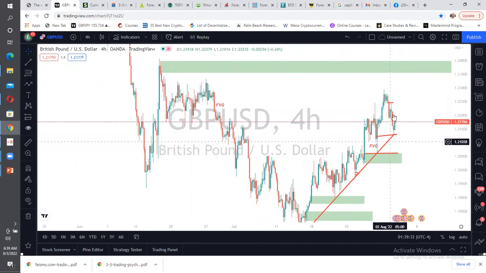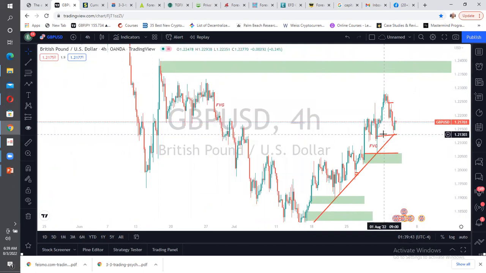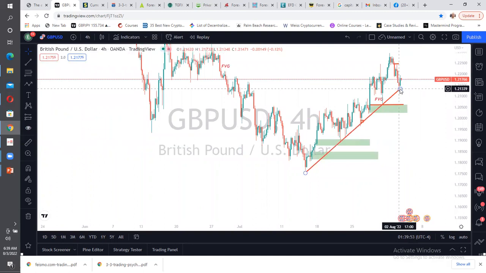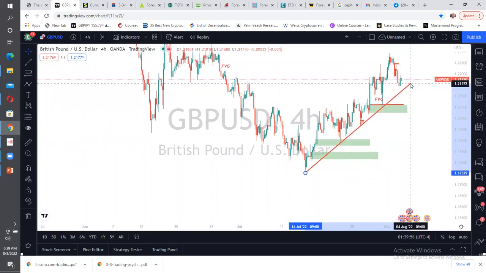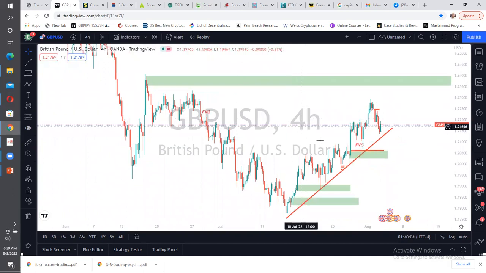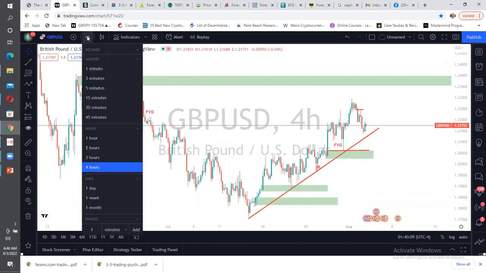Now, if you watch between here and here, just between here and here, you find out that there's just no gap left here. There's no gap left there in 4 hours. So we'll have this trend line liquidity that we're anticipating that they will come to flush on 4 hours. So let's go to 3 hours.